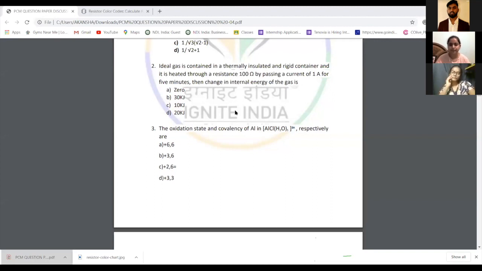Equation will be x plus minus 1 plus 5 multiplied by 0 is equal to +2. So H2O has a 0 charge. That is why the water is not ionic in nature.